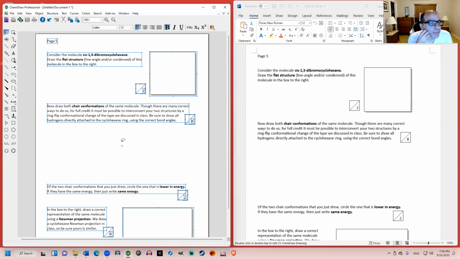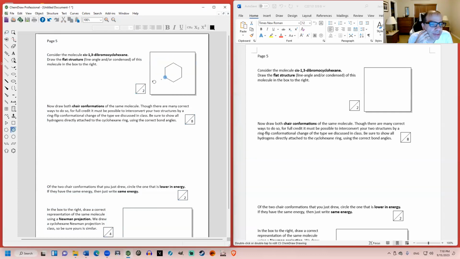All right, consider the molecule cis-1,3-dibromocyclohexane. Draw the flat structure in the box to the right. So you'll just draw a normal hexagonal cyclohexane. And you want cis-1,3-dibromo.